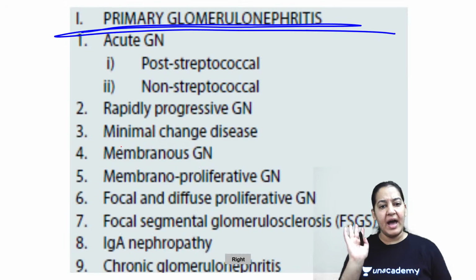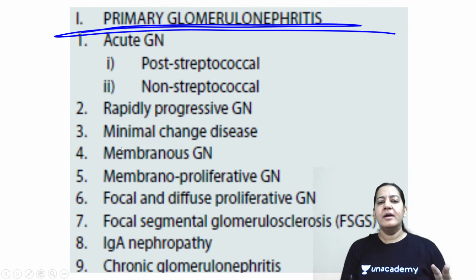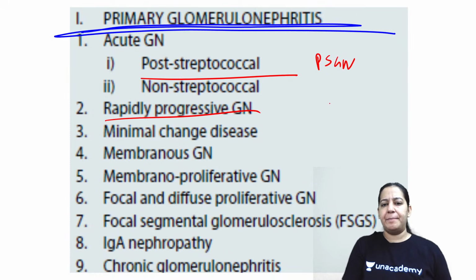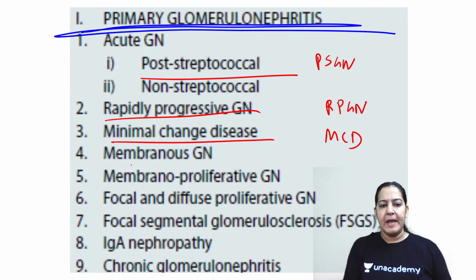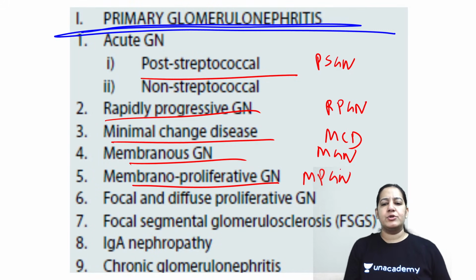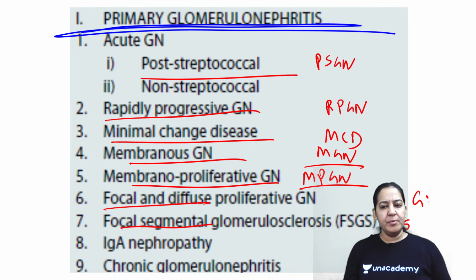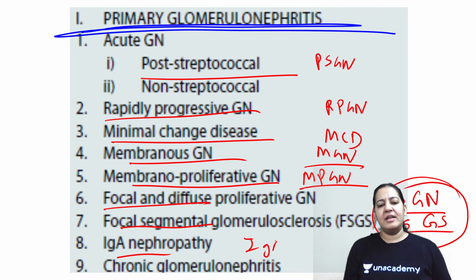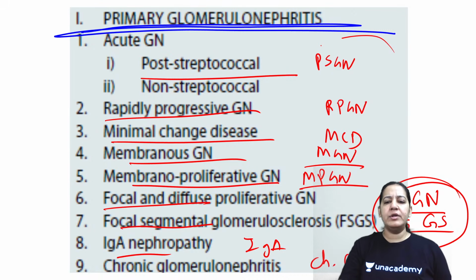The primary ones are 9 in number. You have to learn the names of the 9. So this is PSGN, post-streptococcal glomerulonephritis, RPGN, rapidly progressive glomerulonephritis, minimal change disease, MCD, membranous glomerulonephritis, membranoproliferative glomerulonephritis. So MGN, MPGN. Then the 2 are focal segmental. This is also focal segmental. This is also focal segmental. But one is glomerulonephritis, one is glomerulosclerosis. Yesterday we saw the differences between these two, right? IgA nephropathy, and the last one is chronic glomerulonephritis. Count, they are 9 in number.